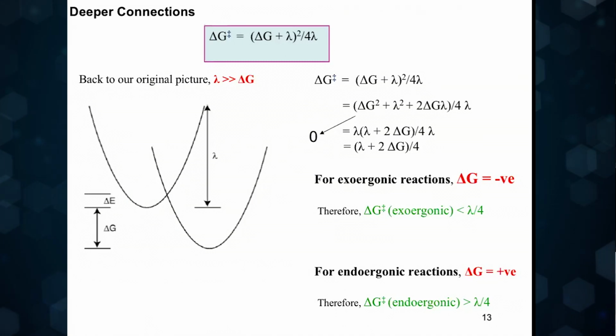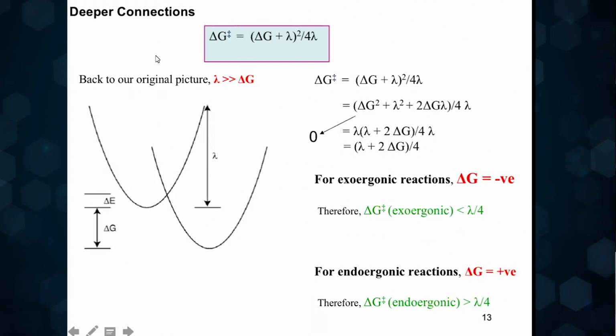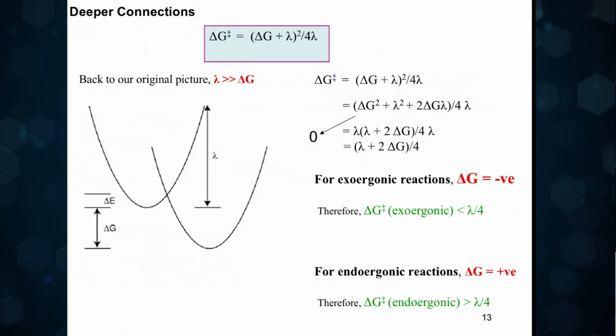You can expand this expression, and you can ignore this term because it is much lower compared to lambda. In that case, you will get a form like this: the free energy of activation is nothing but the reorganization energy plus 2 times the reaction energy, divided by 4. Now consider the case when you have exothermic reactions. When you have an exothermic reaction, the free energy of the reaction is negative. And if the free energy is negative, then of course this sum is going to be lower than the reorganization energy. In that case, for an exothermic reaction, the free energy of activation is lower than lambda by 4.